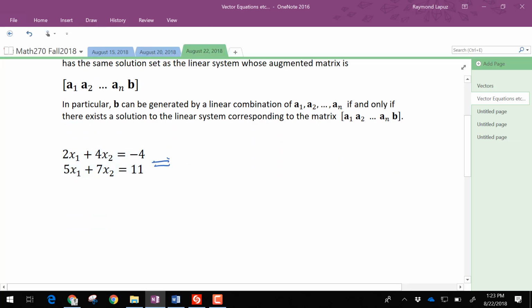So what they're saying is that I have x1 times some vector plus x2 times another vector is equal to, in this case, we're only dealing with two dimensions. And then you can see that they're just the coefficients, right? That kind of makes sense. So x1, the first equation is being multiplied by 2, the second equation is being multiplied by 5. So we must be dealing with the vector 2, 5 for our a1, so to speak. And then 4, 7, and then negative 4, 11.